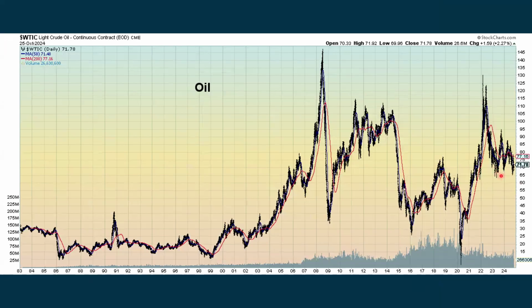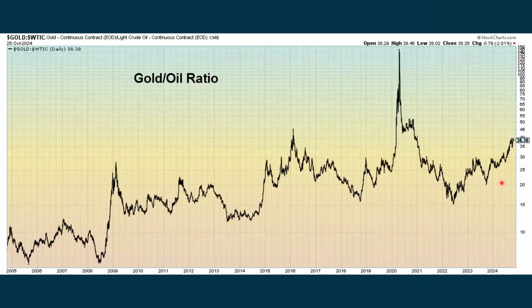We're keeping an eye on oil, mainly for geopolitical reasons. It came down under 70 and then climbed back above 70. We're still hanging out between 71 and 72 right now. Then we look at a ratio between gold and oil. Gold has been outperforming as oil has not really been going up, because you would think if things really escalate in the Middle East that oil would be going up. But gold continues to outperform oil.